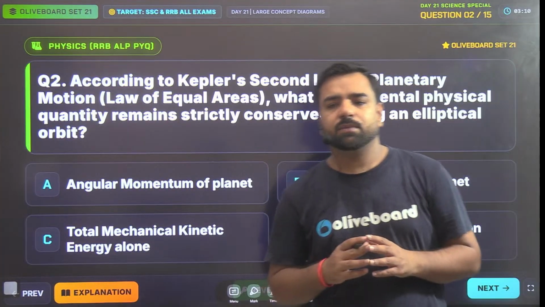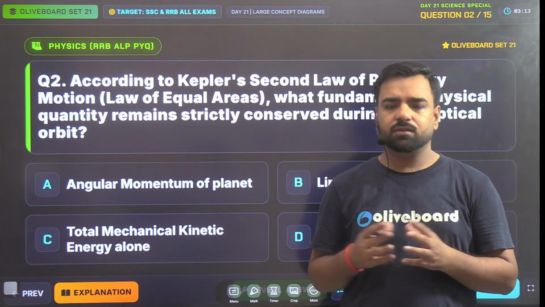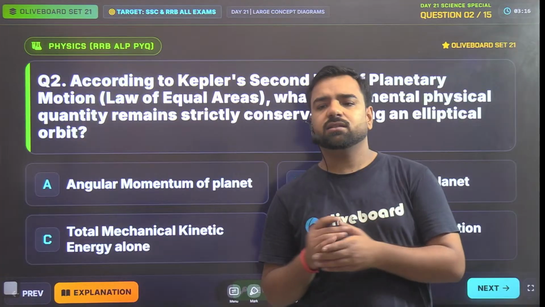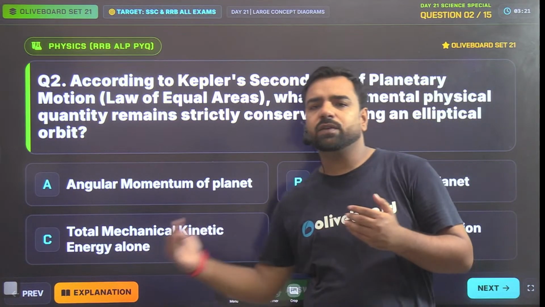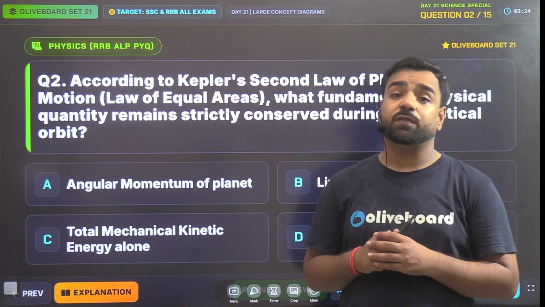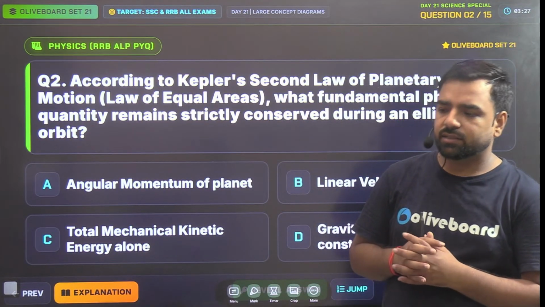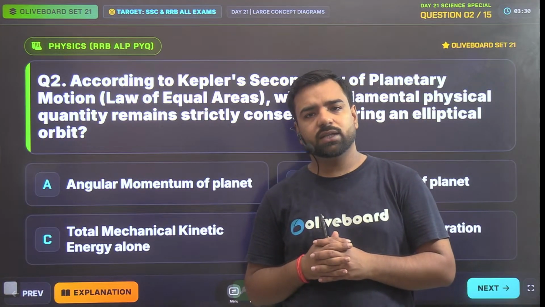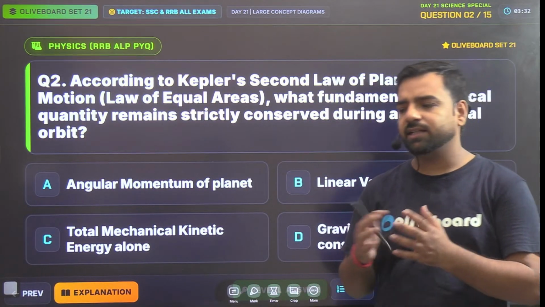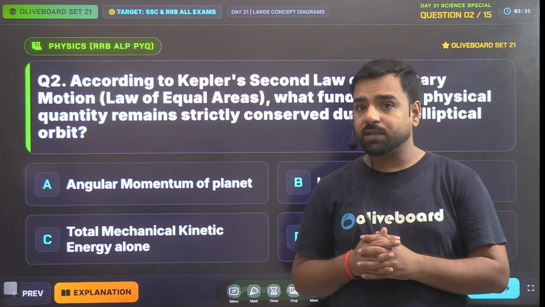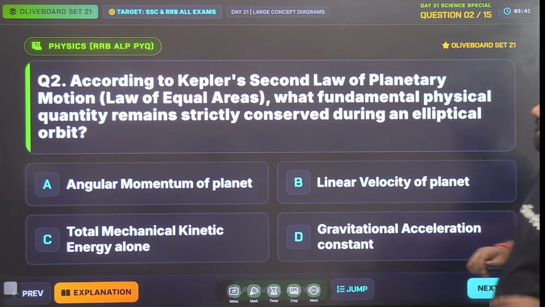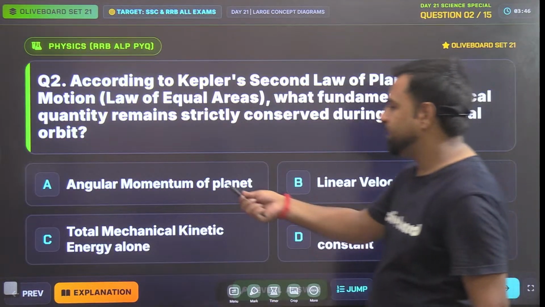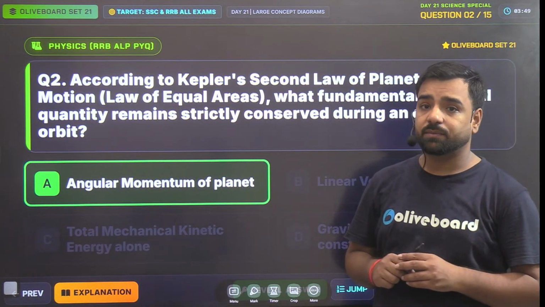So in this case, please remember, since we're talking about planetary motions, Kepler's laws are actually 3. The first one states that all the planets move in an elliptical path where the sun is present at one of its foci. The second law states that in equal intervals of time, these planets sweep equal areas. And the third law states that the time period squared is proportional to the cube of the semi-major axis. So in this case, we'll just check these options. In the second law, which fundamental physical quantity remains strictly conserved during an elliptical orbit? That's the angular momentum of the planet. And that's why we can say that option number A is the correct answer.